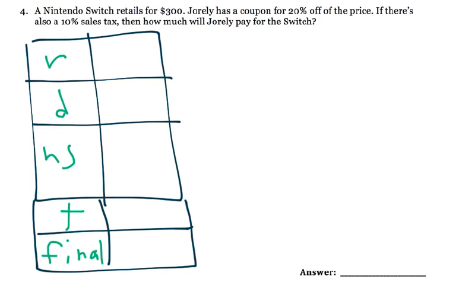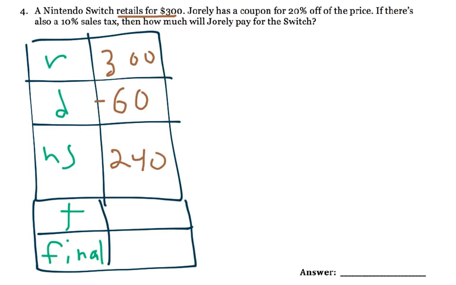So the first two parts are going to be just like problem 1. So the retail price is $300. The discount we already found back in problem 1, and if you'll remember, that was $60. If you don't remember why that was, just rewind the video and play it from the beginning. So the new sales price is going to be $240 because 300 minus 60 is 240.